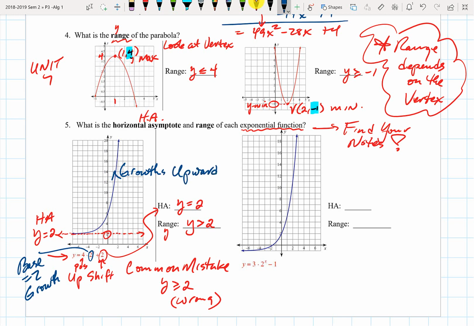And because of that, the y values are always greater than 2, all right? So they're all interconnected here. You can look at the base, determine if it's growth. You can look at the shift factor, which in this case is +2, to determine the horizontal asymptote and the range, even without the graph. Like right here, I'm looking at this. This is the downshift. Okay, so downshift of 1.